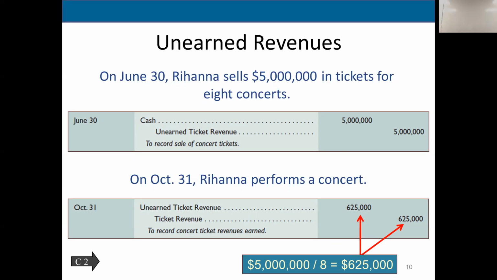So on October 31st, she's going to perform the first concert. So it looks like taking $5 million divided by 8, she's going to be paid $625,000 for each concert. So from June 30th, we credited $5 million. Now look, we are going to debit $625,000 unearned ticket revenue, so we're going to remove it from that obligation. And we will credit ticket revenue. We have now earned that $625,000 portion.